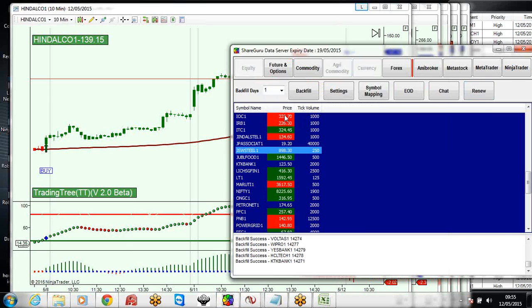So in case you want to trade only in the cash market, you can just subscribe only for that equity data here. So you'll be getting all the cash market prices, and then you can trade only on the cash market also.